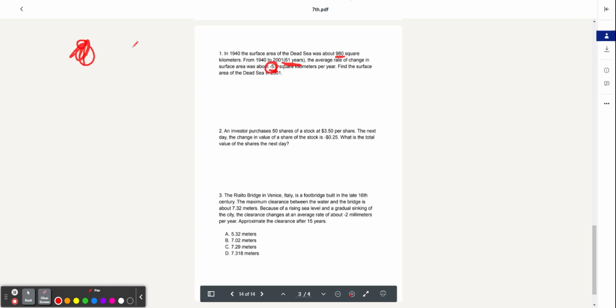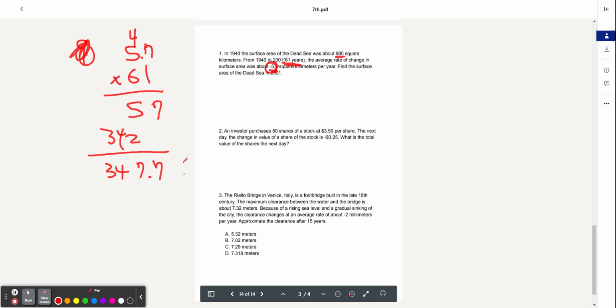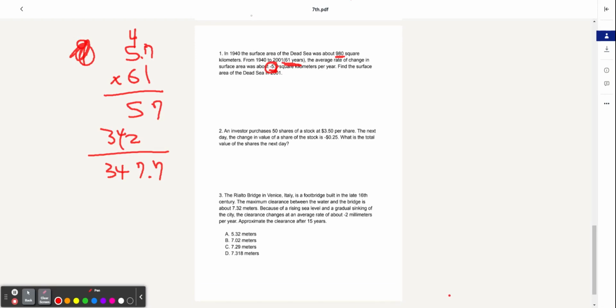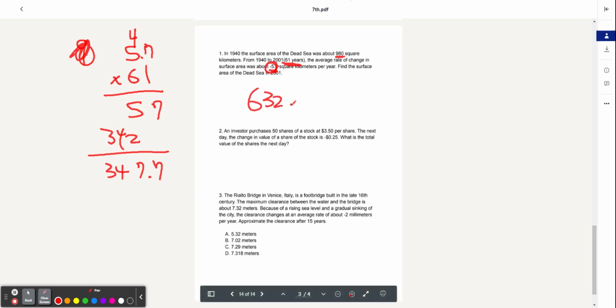Okay. So 5.7 times 61, that is 347.7 square kilometers that we're going to subtract from 980. Now we can subtract this amount from 980, and that is 632.3 square kilometers.